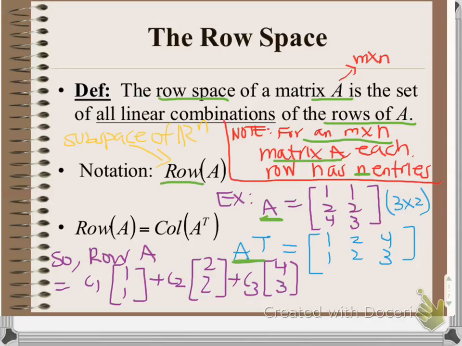Okay, and so we just took our rows and took the transpose, so now they're column vectors, and the definition of row space is that it's the set of all linear combinations of the rows of A. So another way to think about that is the row space of A is equal to the column space of A transpose, okay? Since you're used to working with just the columns and not necessarily the rows, it might be easier to think about it that way.